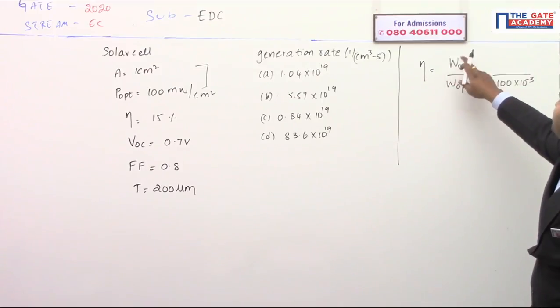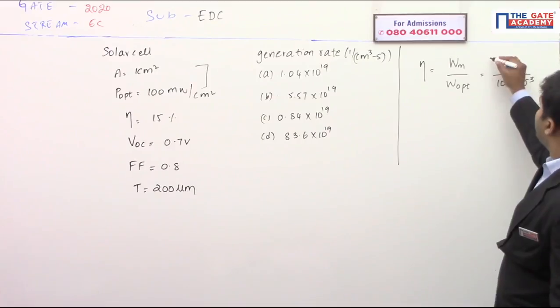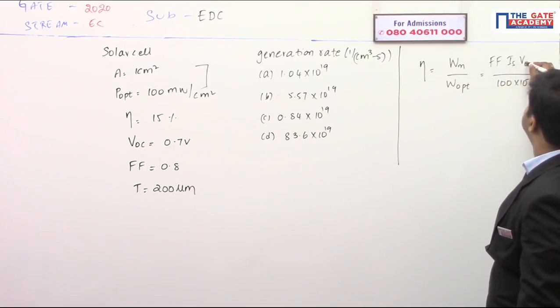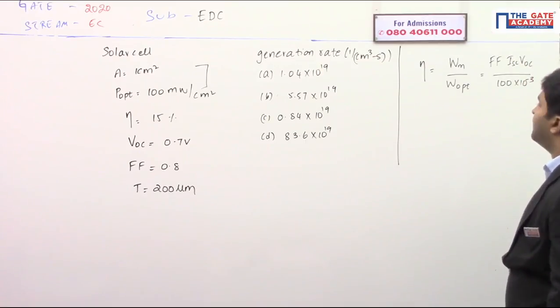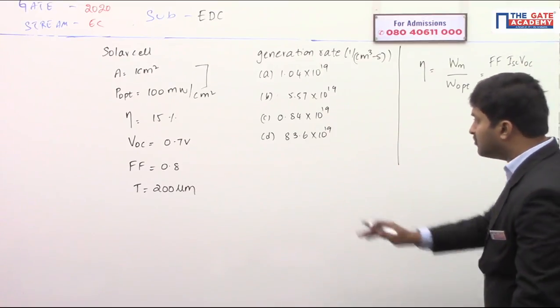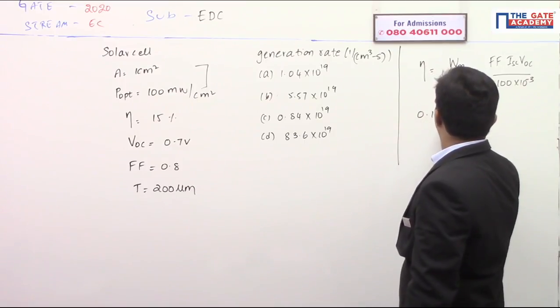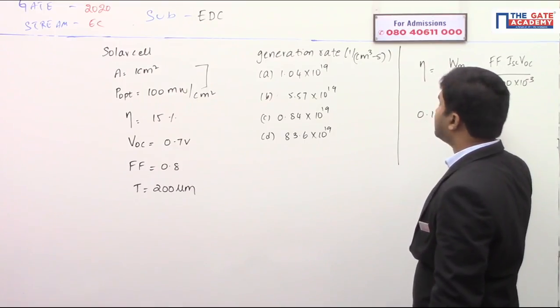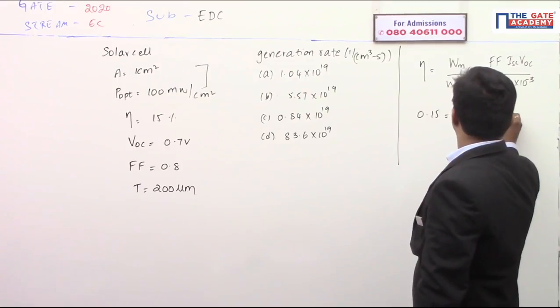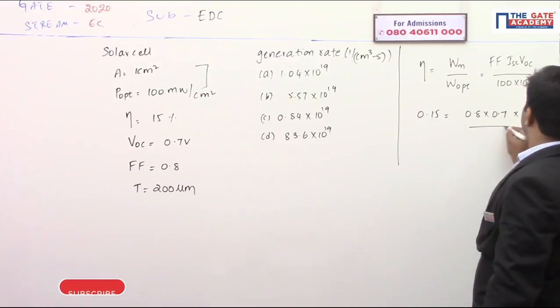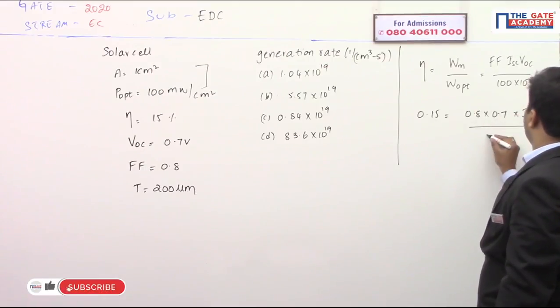The maximum electrical power which is generated is given by fill factor multiplied by ISC multiplied by VOC. This is the formula. Efficiency is given to us as 15%, so I would consider this as 0.15. This is equal to fill factor, 0.8, multiplied by 0.7, the value of VOC, multiplied by ISC, which is unknown here, divided by the optical power, which I can consider as 0.1.